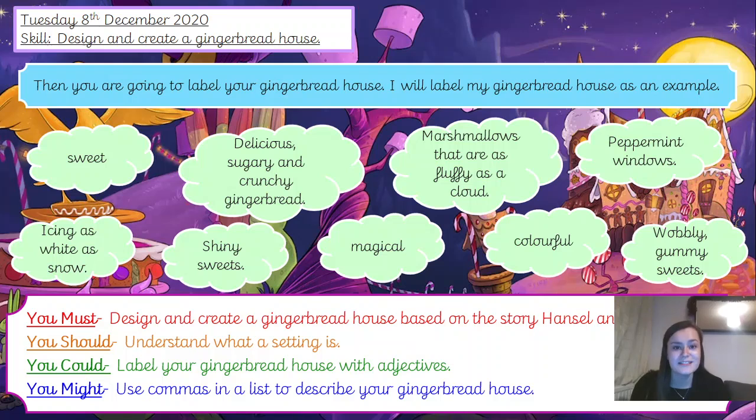And I'd love to see them, so please feel free to send them in. Take a picture and drop an email in. And if you fancy a challenge, I'd also like you to do the same thing, design the inside of the gingerbread house where your story is going to be set.